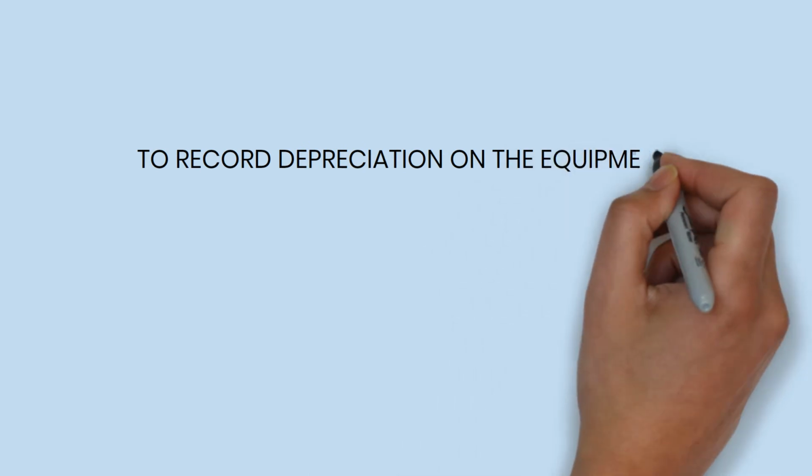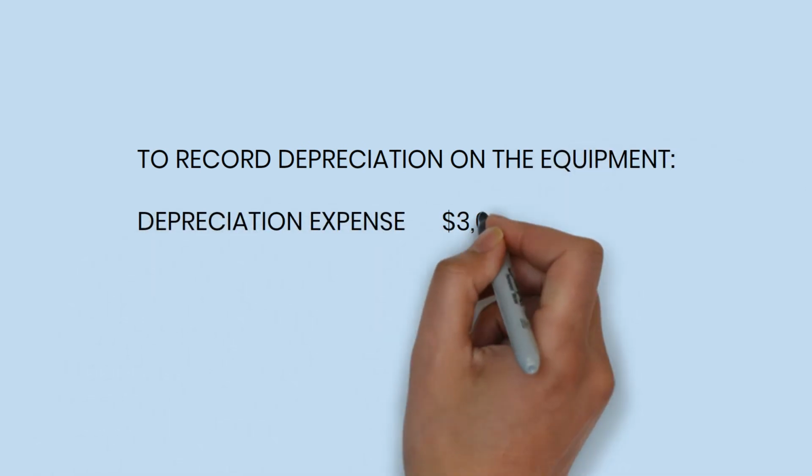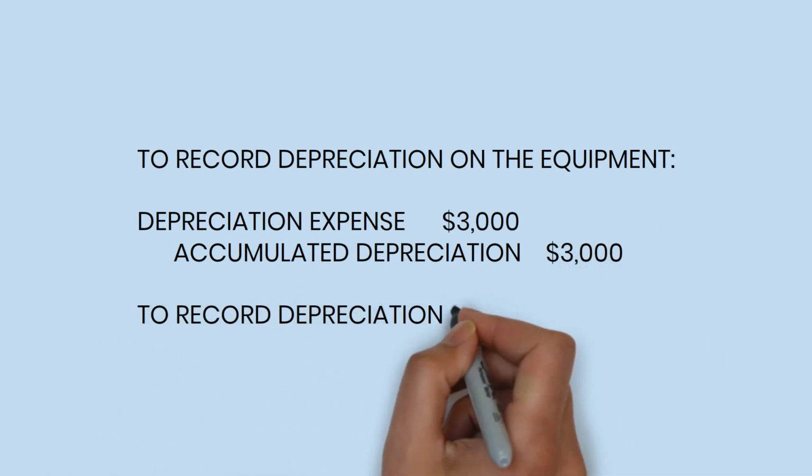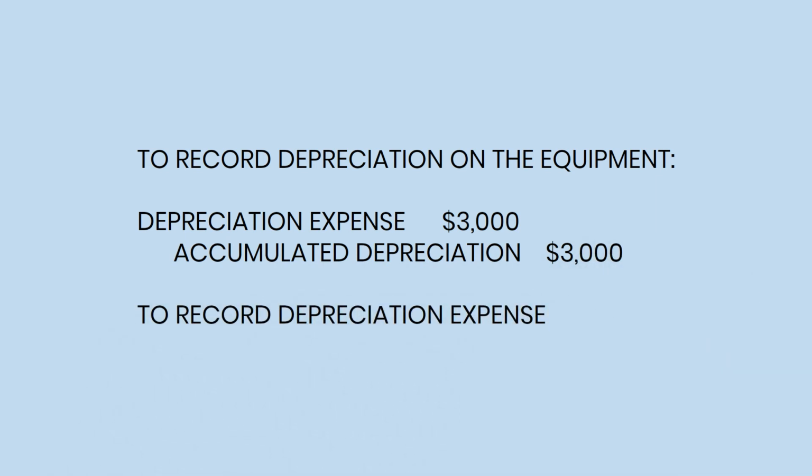The next journal entry that you need to make with the equipment purchase is depreciation expense. Since you're using the asset over many years, you will take an expense over all of those years of the useful life of the equipment. So the first journal entry is depreciation expense of $3,000 and a credit of $3,000 to accumulated depreciation.